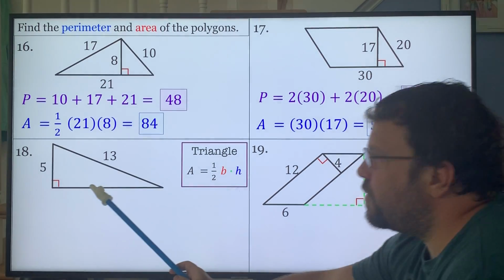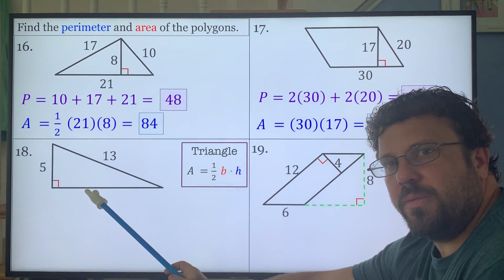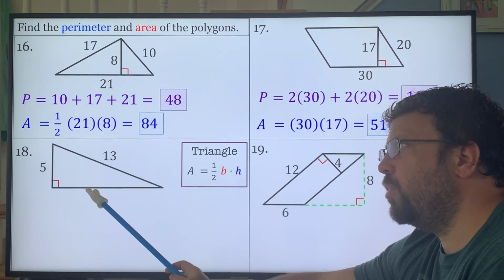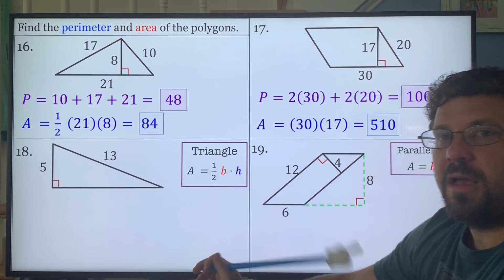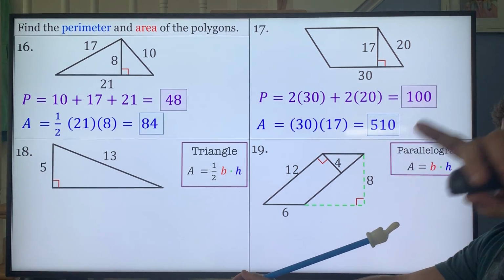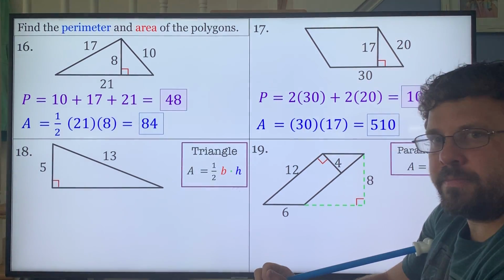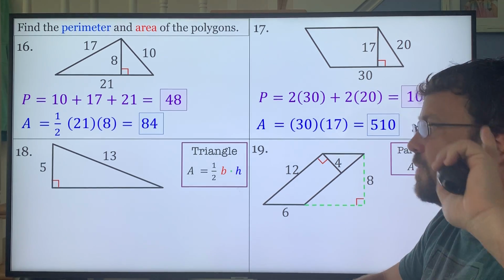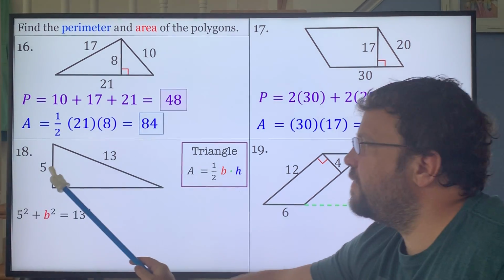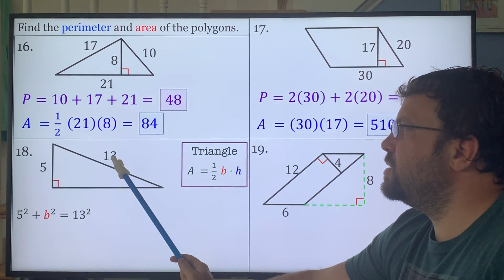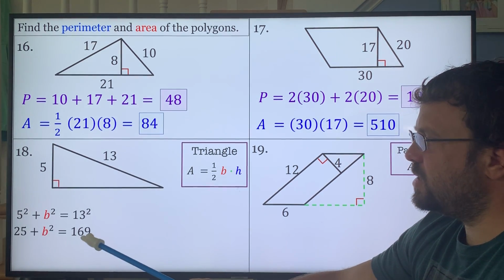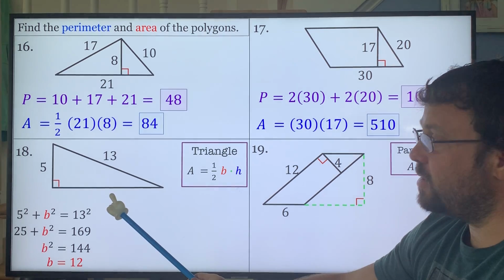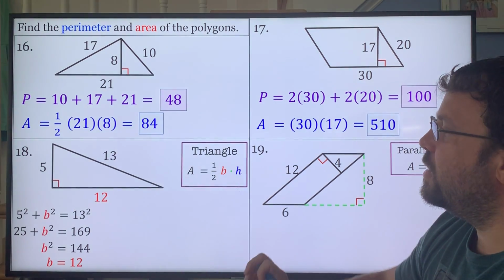Now, how do we find the perimeter if we don't got this side? How do we find the height if we don't got this side? What can we use to find the missing side of the right triangle? Give you a hint. 2 words. Another hint. First word P. Second word T. You said Pythagorean theorem. You are correct. 5 squared plus height squared equals 13 squared. 25 plus b squared is 169. B squared is 144, and b is 12. Or you can use one of your Pythagorean triples to do 5, 12, 13.